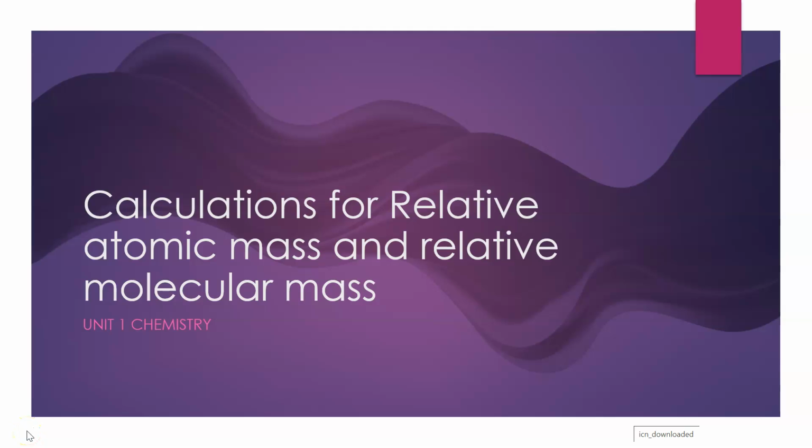Welcome back. So now that we've defined relative atomic mass in terms of what it means and reviewed isotopes, we're going to look at calculations relating to this and how we use the data that we obtain from a mass spectrometer to calculate the relative atomic mass of an atom using that weighted average of all the isotopes that are present.